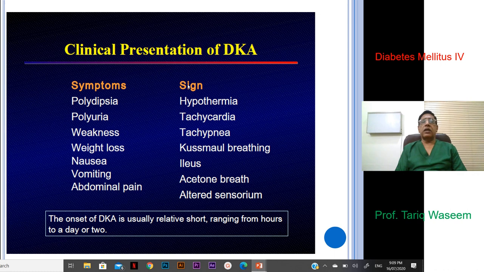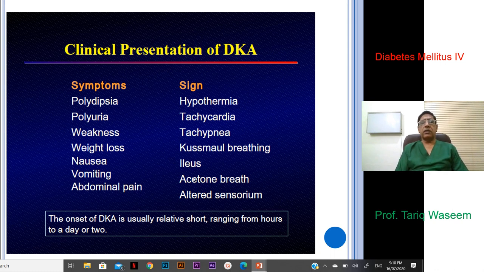On physical examination, the patient may be hypothermic because of dehydration and volume loss. Tachycardia, tachypnea, and Kussmaul breathing, which is a name given to acidotic breathing, which is deep and sighing type of breathing. They take a deep breath as if the patient is sighing. The electrolyte disturbance is caused by so much loss of volume, water, as well as electrolytes, potassium, along with that can cause ileus, which may be responsible for abdominal distension and pain as well.